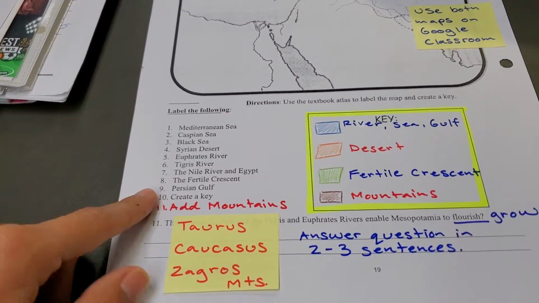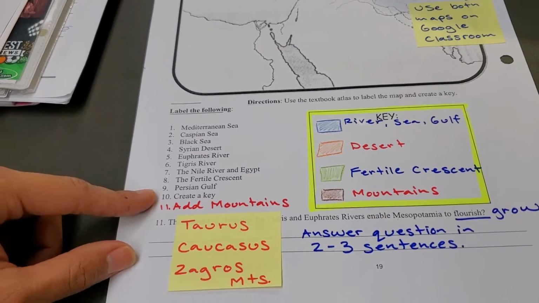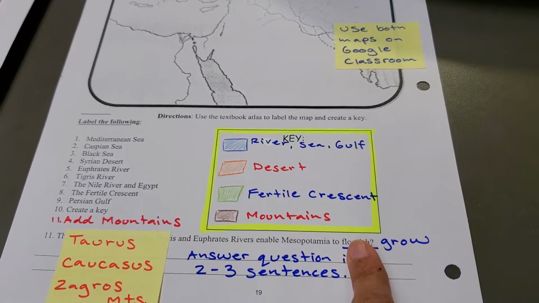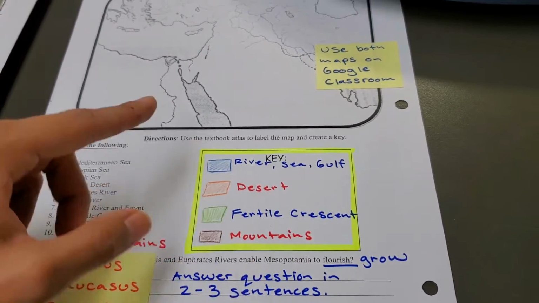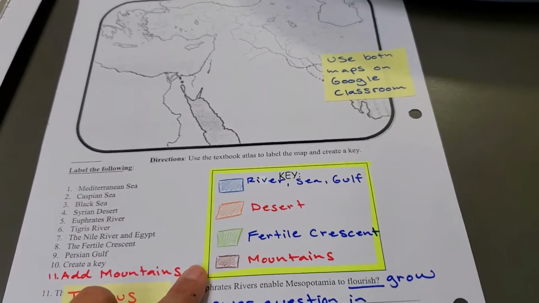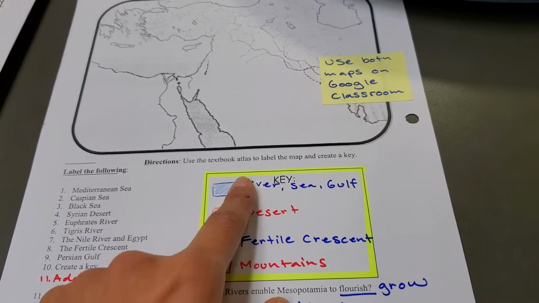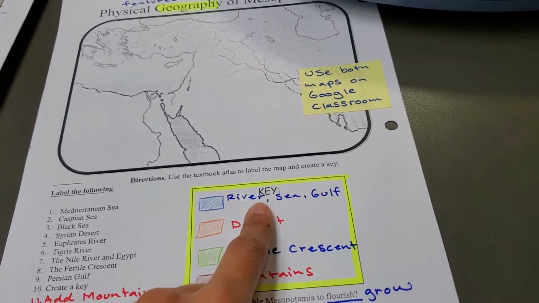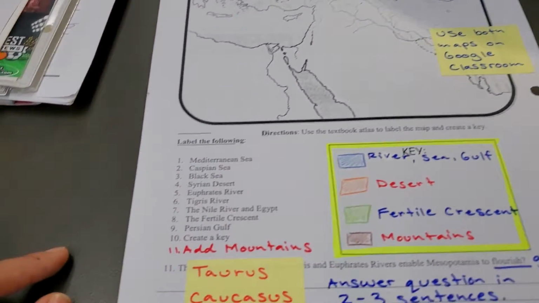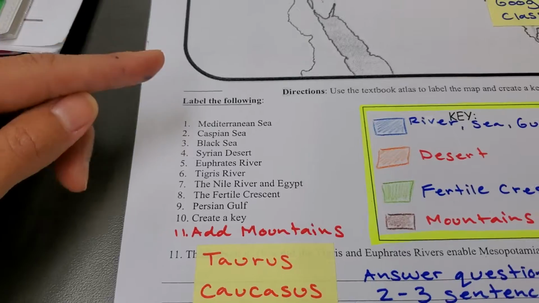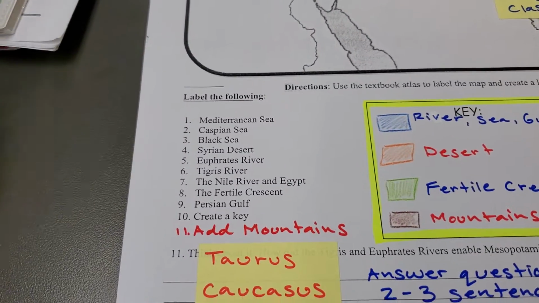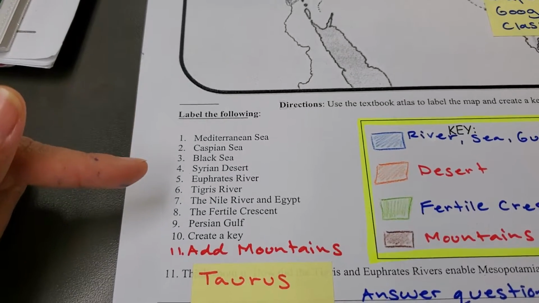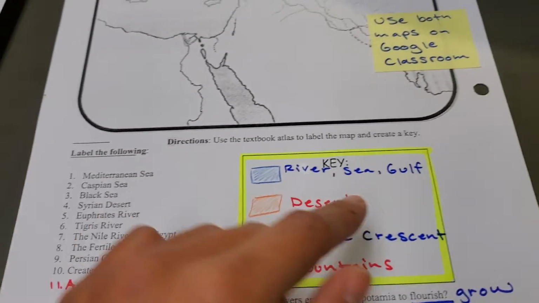If we look at item number 10, it says to create a key, and that's what this is right here. The key on a map usually has different colors and what those colors represent. For example, I'm going to draw a little blue box, and things that are going to be colored in blue are going to be rivers, seas, and gulfs. So if I look at what I have to find, Mediterranean Sea, Caspian Sea, Black Sea, Euphrates River, Tigris River, all those I'm going to label in blue.